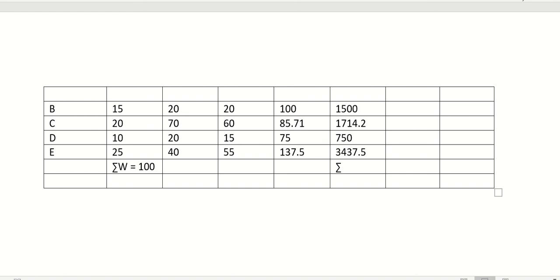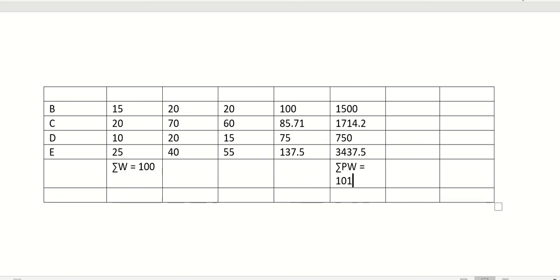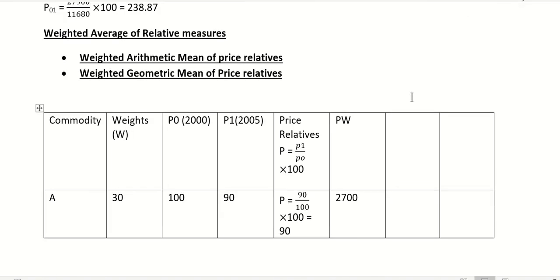Now we need to calculate its summation. Summation of PW is 10101.7. So this is what we have obtained. Now the next thing we need to do is calculate the log. Okay, so we need to calculate log P, right? So log P we need to calculate.